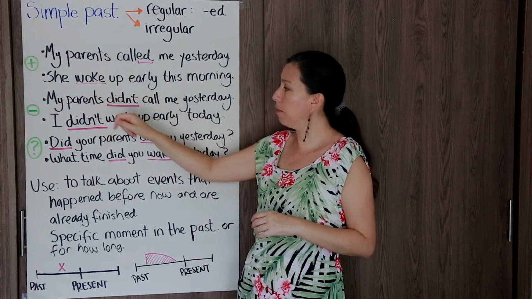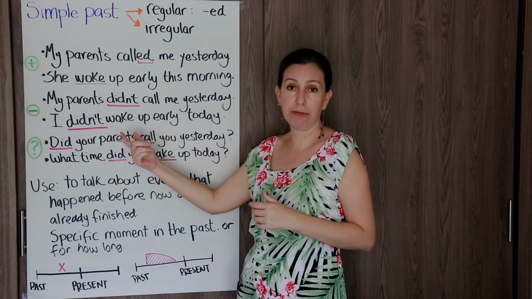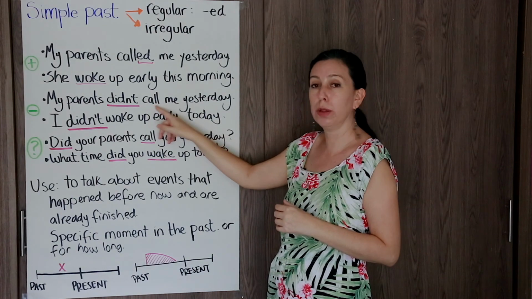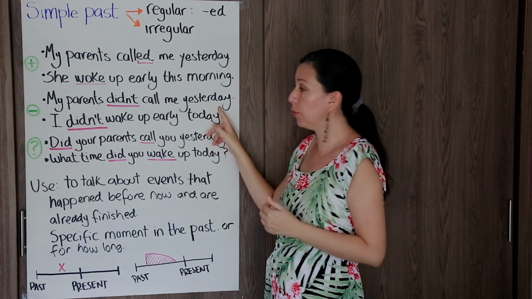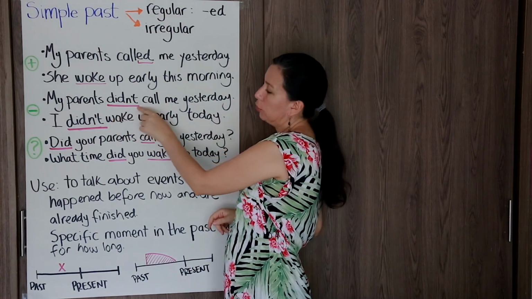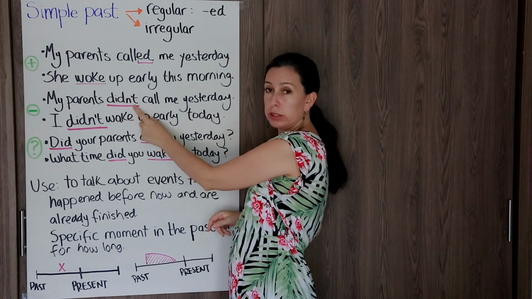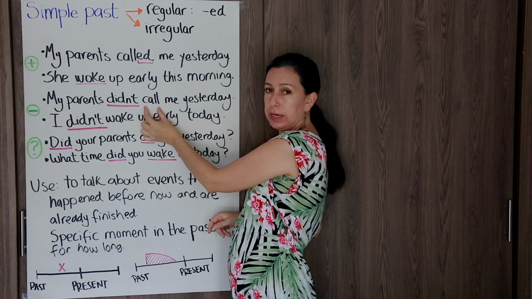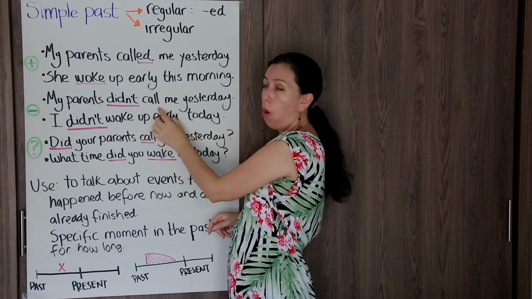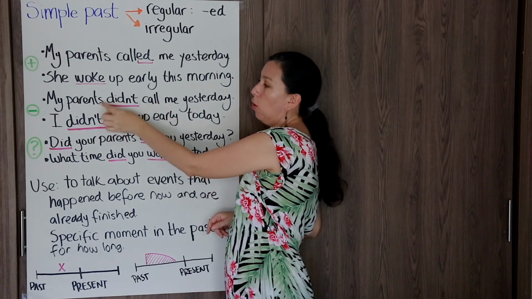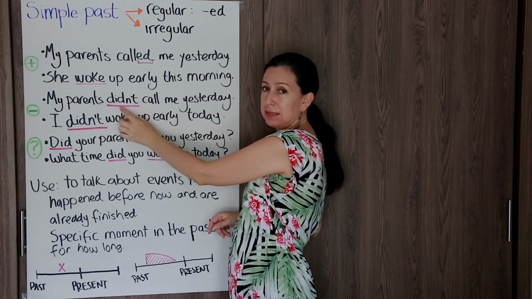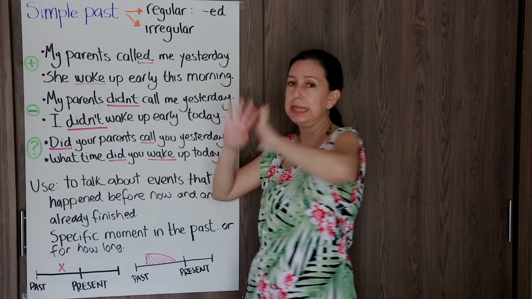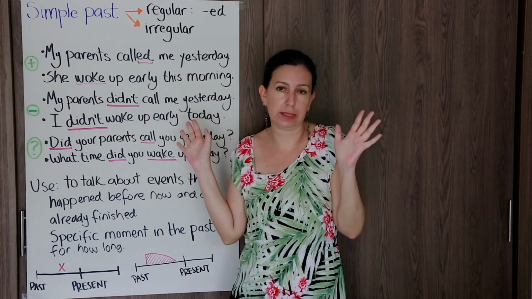The same example, but in the negative, would be: my parents didn't call me yesterday. So you need to focus on what I underlined: did not, the contraction didn't, and I have the verb in its original form, call. Because already here we have the past tense. This did is marking the past tense, so I can leave the verb as it is.